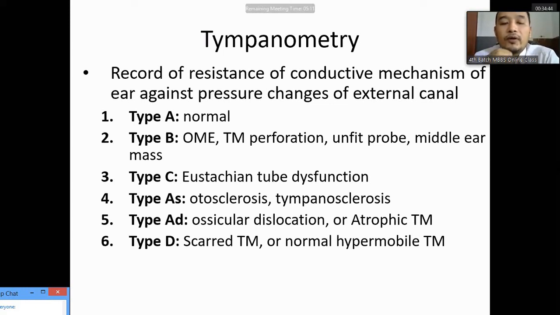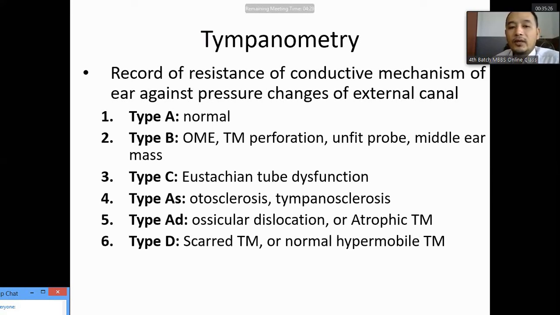So there are different types of tympanogram we get through this test: type A, B, C, AS, AD, and type D. In normal tympanogram, it's type A, and type B occurs if there is impaired compliance. The resistance is also measured as the compliance. Increased resistance is decreased compliance, the mobility or elasticity of the tympanic membrane. In otitis media with effusion, we get type B tympanogram. When there is tympanic membrane perforation, or a leak in the probe, or a middle ear mass like wax, we also get type B tympanogram.